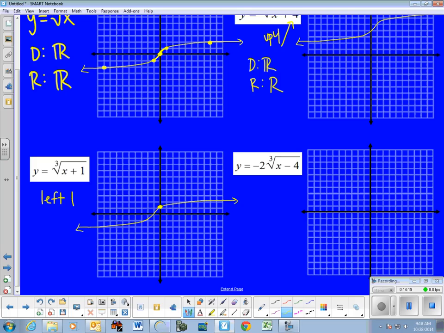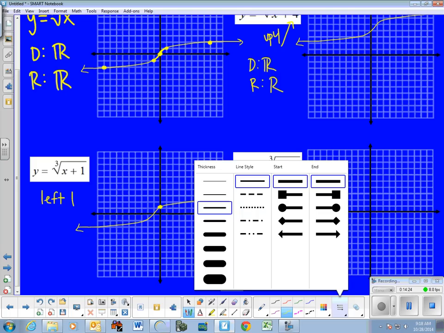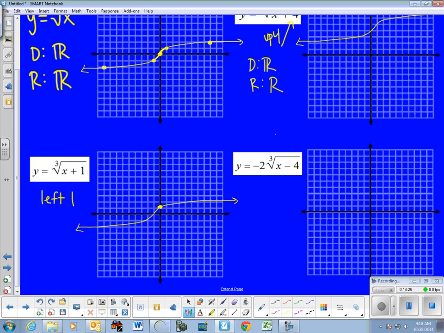All right, one more. -2 cube root of x minus 4. So what happens to this one? The -2 does 2 things. The 2 makes it a vertical stretch. The negative is a vertical flip. And the 4 on the inside makes it go 4. It says -4, so go the opposite way, 4 to the right.